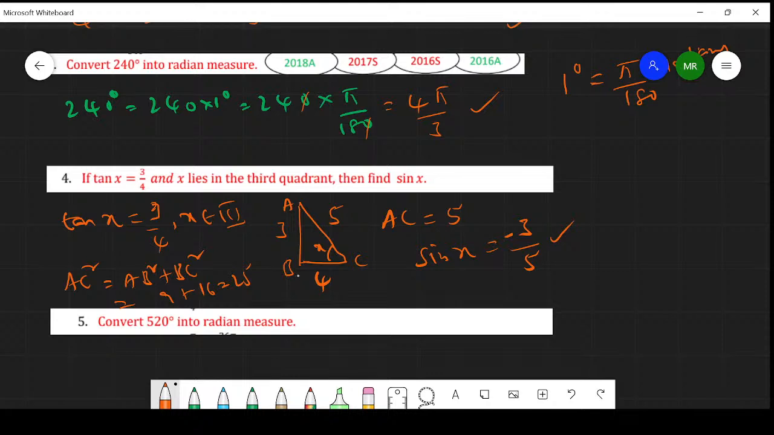So it depends on the quadrant. In the third quadrant sin is negative, tan and cot are positive, so that's the reason I have written sin x equal to minus 3 by 5. I hope it is clear? Understood this? If you have doubts, you can ask me. Is it clear?